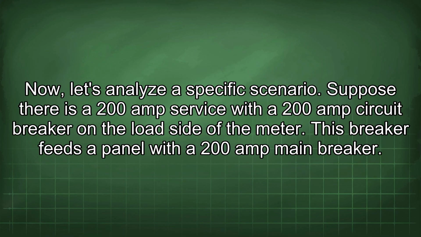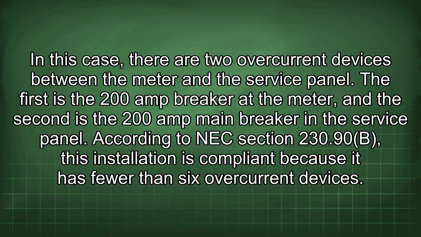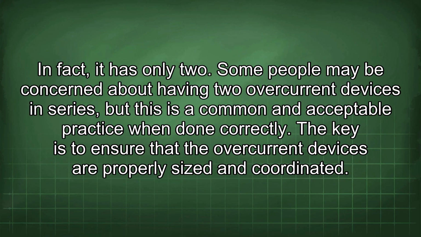Now let's analyze a specific scenario. Suppose there is a 200 amp service with a 200 amp circuit breaker on the load side of the meter. This breaker feeds a panel with a 200 amp main breaker. In this case, there are 2 overcurrent devices between the meter and the service panel. The first is the 200 amp breaker at the meter, and the second is the 200 amp main breaker in the service panel. According to NEC section 230.90(B), this installation is compliant because it has fewer than 6 overcurrent devices. In fact, it has only 2.